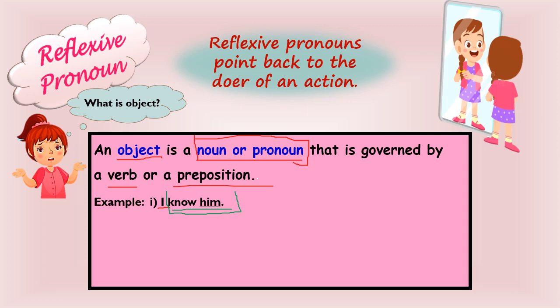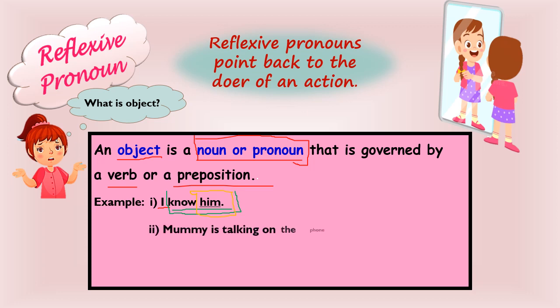Yes children, now it will be either a noun or pronoun. Can you see any noun or pronoun here? Yes. This him. What is this him, children? This is a pronoun. So this is the object. Why is this the object? Because it falls after the verb, that is know. Is this clear, children? So this is the object. Now let's take one more example to make it clear.